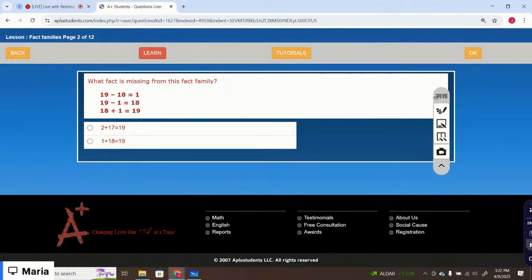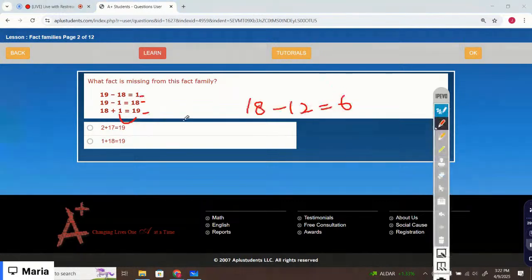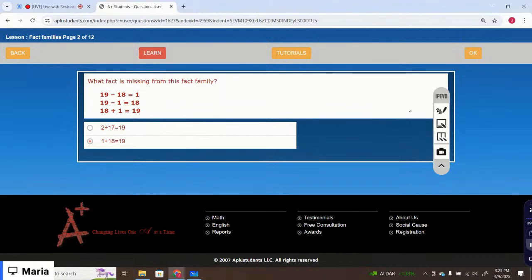What fact is missing from the fact family? So we are given two subtraction sentences. That means the missing one is an addition sentence. So which addition sentence is it? That is 1 plus 18 equals 19. Option number 2 is the correct option.